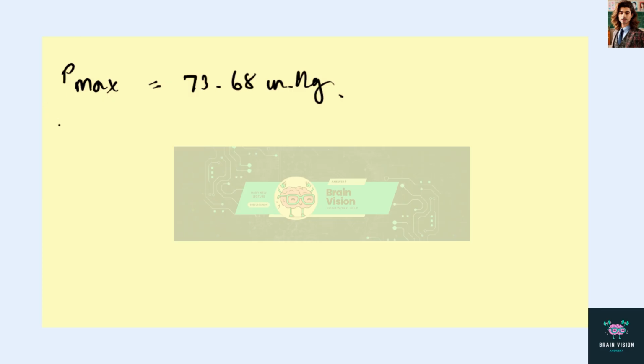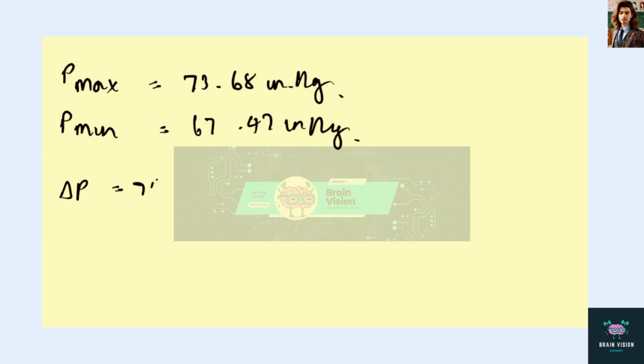Then we can calculate the P minimum. That is 67.47 inches of mercury. So we can calculate the pressure differences. So delta P is equal to 73.68 take away 67.47, that's 6.21 inches of mercury.